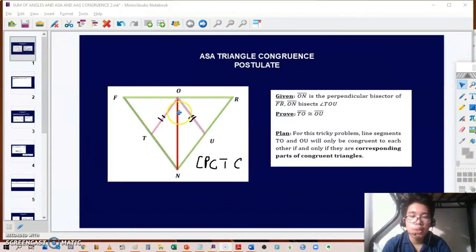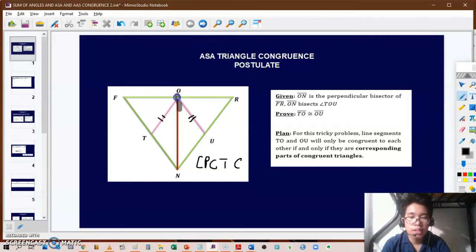For our second statement, we can try to look back on the figure. There's a given that ON is a perpendicular bisector. And again, guys, what do perpendicular bisectors do? They divide a line segment into two smaller congruent segments. So if we have here line segment FR and it's been bisected perpendicularly by line segment ON, then we can say that FO and OR are congruent.